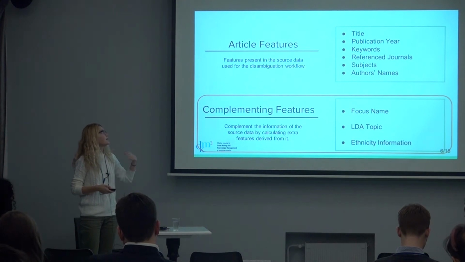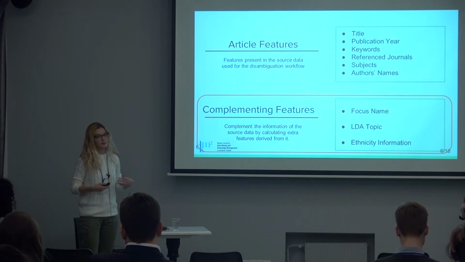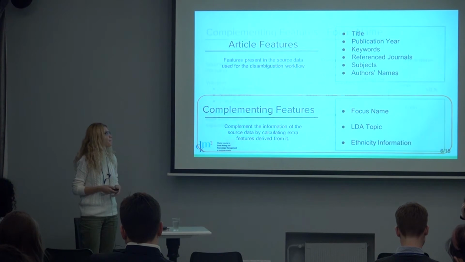So we have some article features, some basic features that we took from our data, which is title, publication year, and so on, listed here. But we also did a feature construction, which constructed some complementing features, such as focus name, LDA topic, and ethnicity information, which I'm going to talk about in more detail further on.